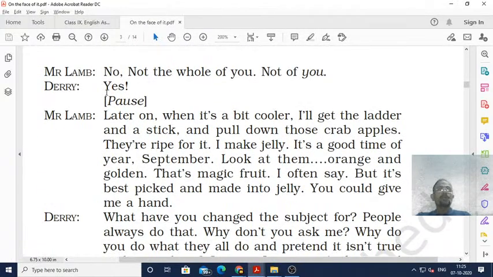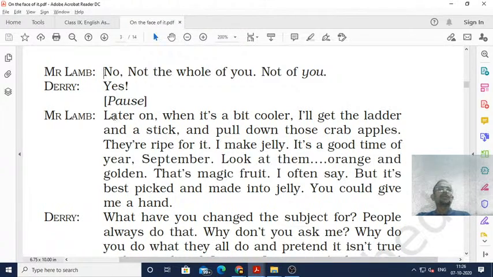Mr. Lamb says, no, not the whole of you, not of you. Mr. Lamb is trying to instill confidence in the boy, saying that no, not the whole of you, not of you, nothing to be scared of. Daddy says yes. Then Daddy pauses.